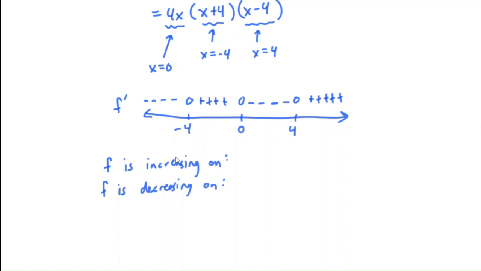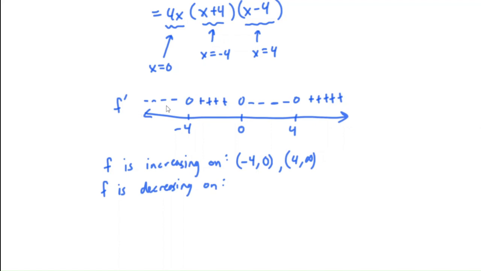So what we can say is that f is increasing on these two intervals. First of all, we have the interval from -4 to 0, and we also have the interval from 4 to infinity. Okay, so f is increasing on these two open intervals.